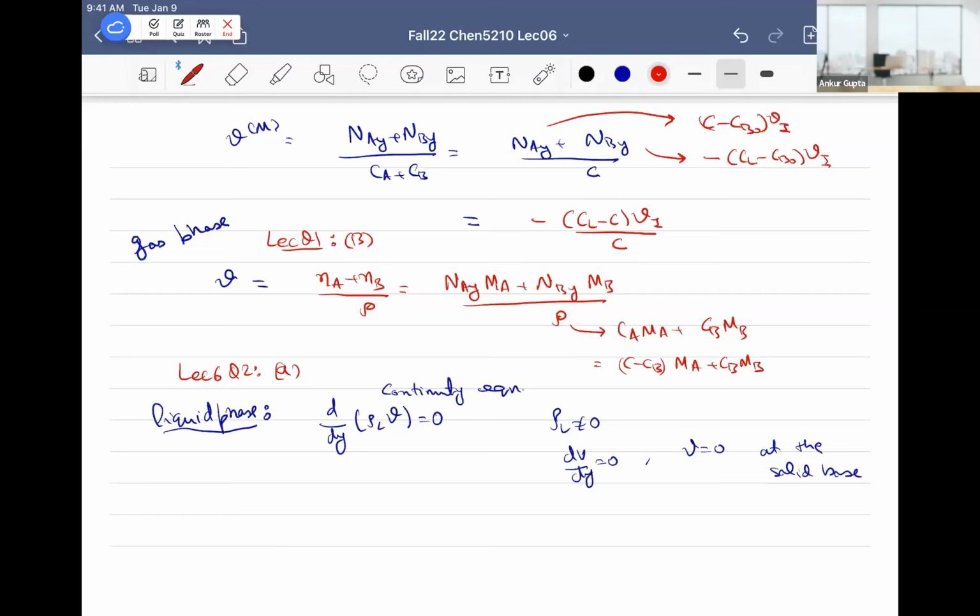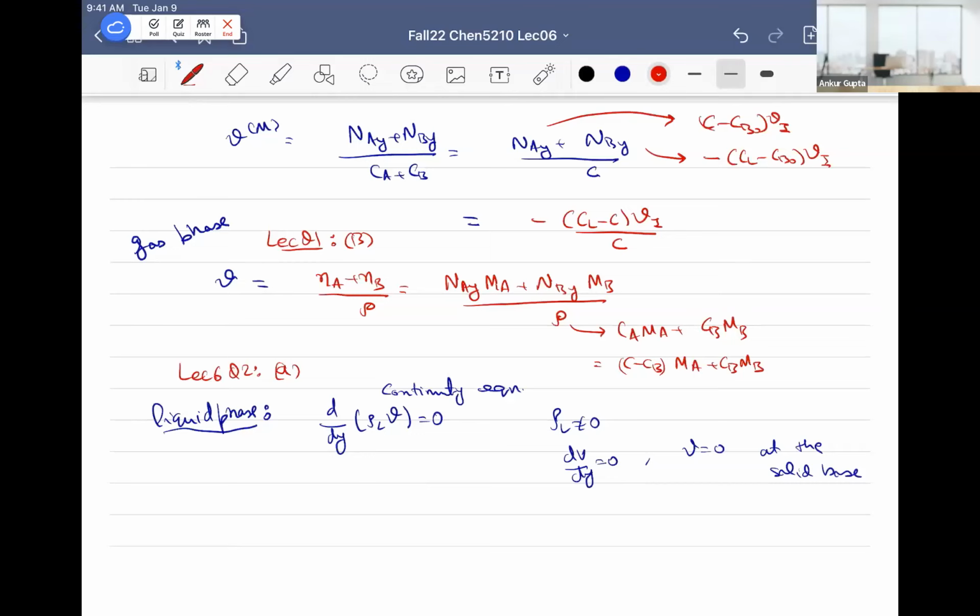Because when the velocity is 0, in this case, there's only one component. So mass average and molar average are all the same. It's pure B. So for pure B, there cannot be any change in density, right? So the velocity is 0. And so basically, you can convince yourself that it's constant and 0. Okay? In the case of the gas phase, molar average velocity is constant and non-zero. Mass average velocity is non-zero but not constant. Okay? So there are all these certainties there.